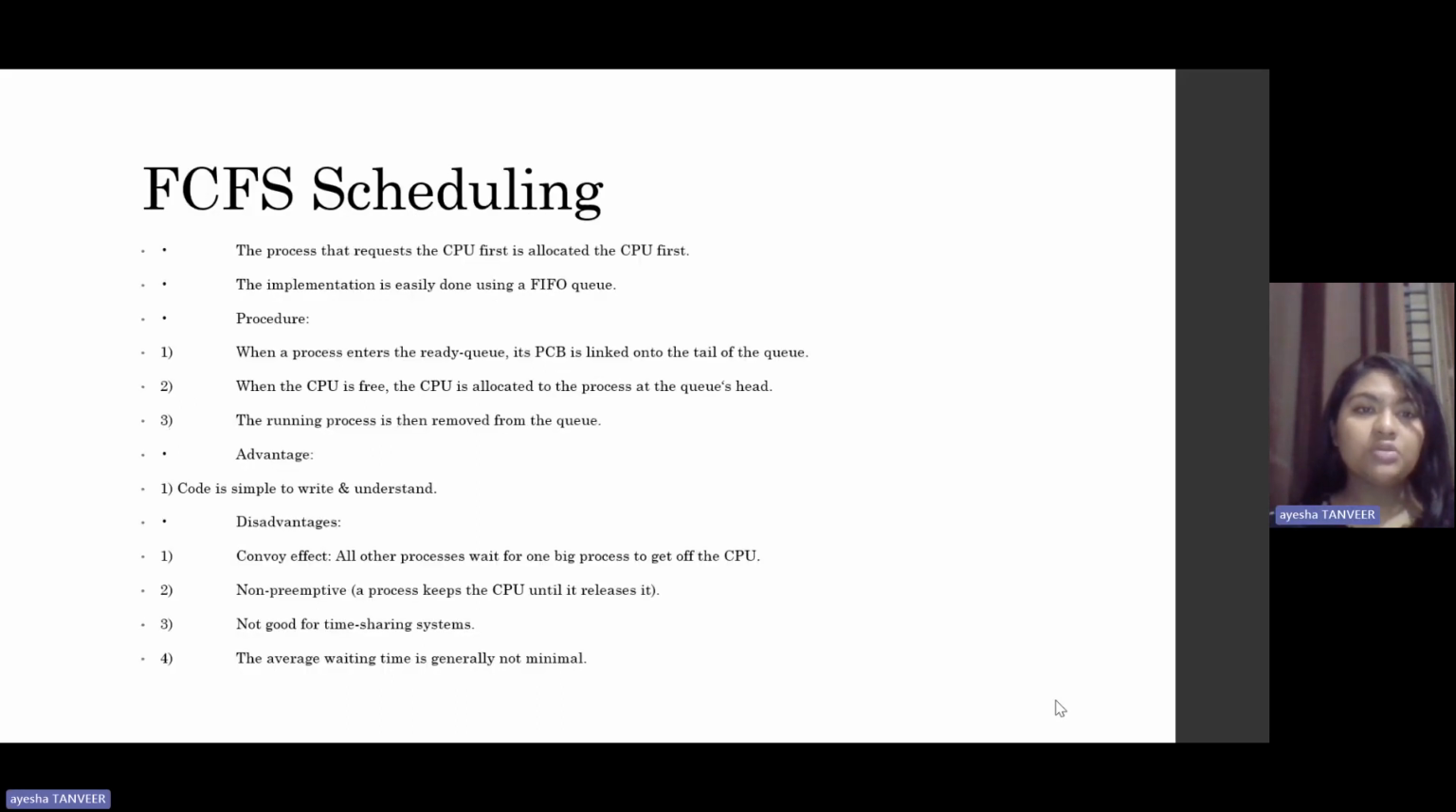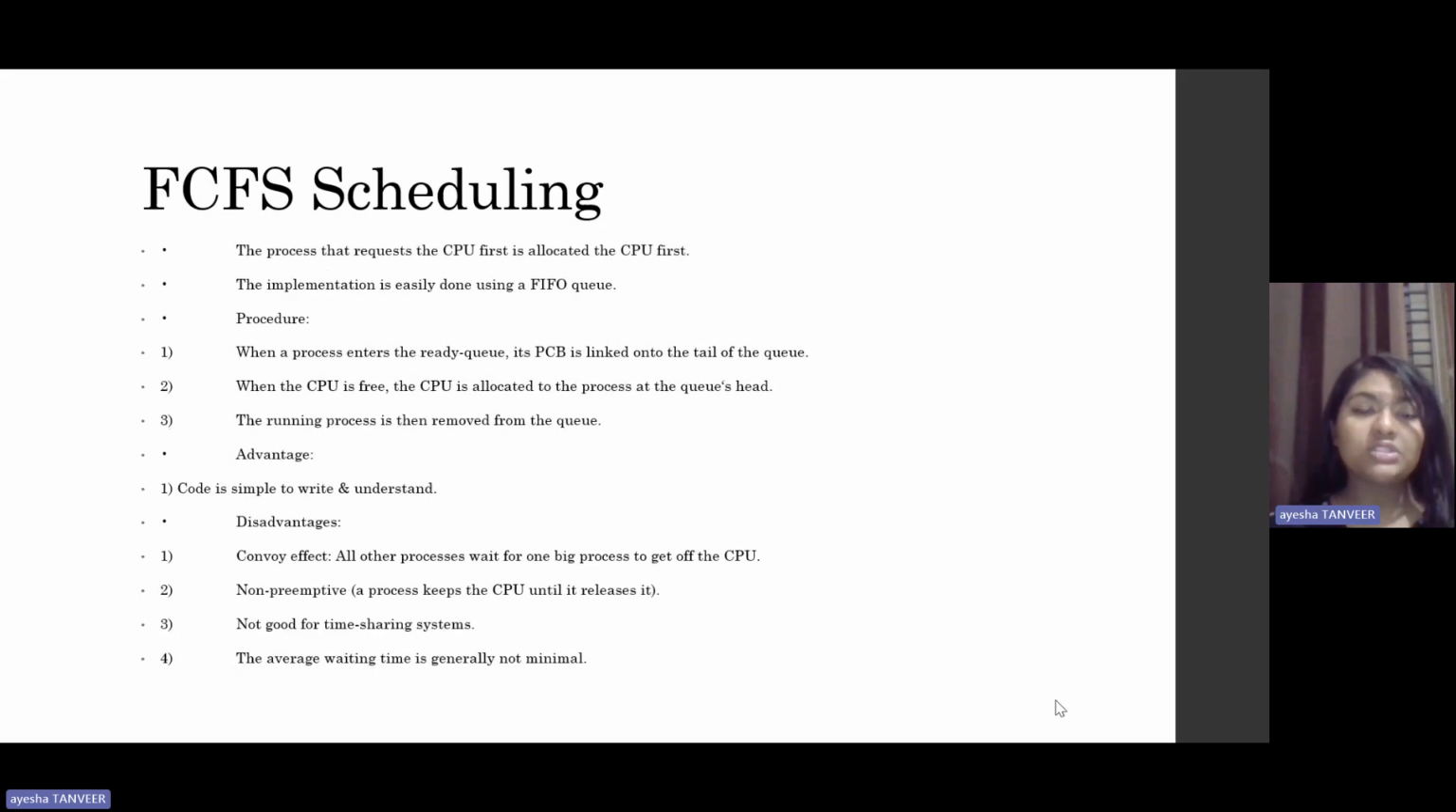FCFS scheduling. The process that requests the CPU first is allotted the CPU first. The implementation is easily done using a FIFO queue procedure. When the process enters the ready queue, its PCB is linked onto the tail of the queue. When the CPU is free, the CPU is allocated to the process at the queue's head. The running process is then removed from the queue.